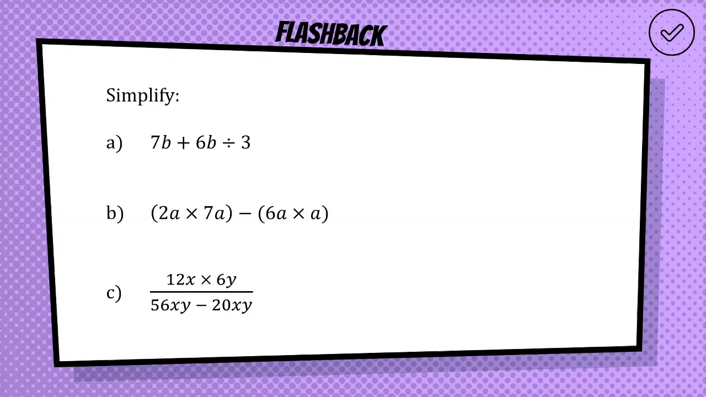Okay, so for the first one, it's important to remember your order of operations. We're not going to do the 7b plus 6b first. The first thing we need to do is the division. So we need to do 6b divided by 3. So 6 divided by 3 is 2, so 6b divided by 3 is 2b. So now the question is essentially 7b plus 2b, which is dead simple. 7 bananas plus 2 bananas is 9 bananas.